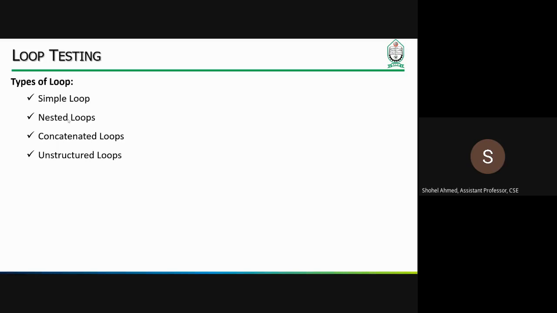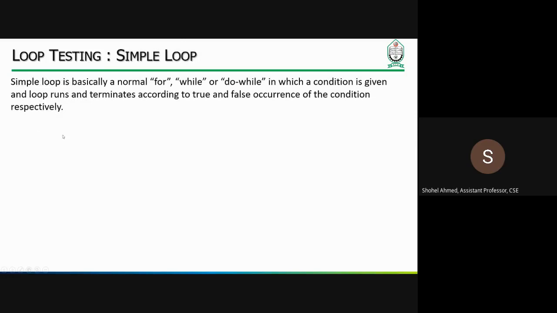So there are four kinds of loop: simple loop, nested loop, concatenated, and unstructured. We will check each of those. Okay, so simple loop is a normal for or while or do while loop, which you already know. So let's see some examples. This is a simple loop. So here is a loop, and here there will be some repetition based on the condition. So how are we going to test it? We are going to write the test cases to test this loop.